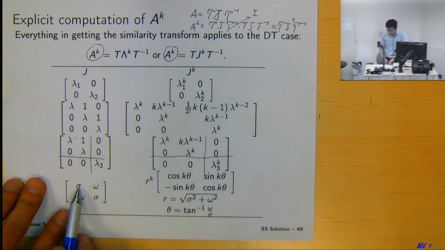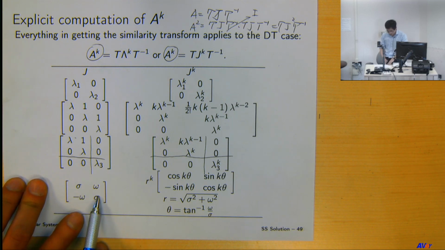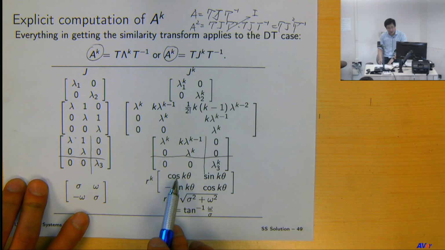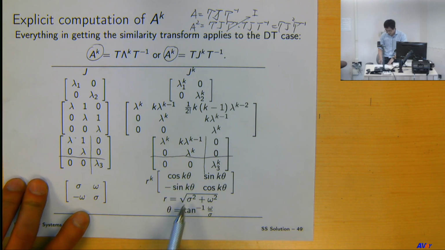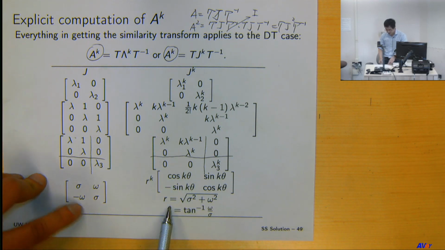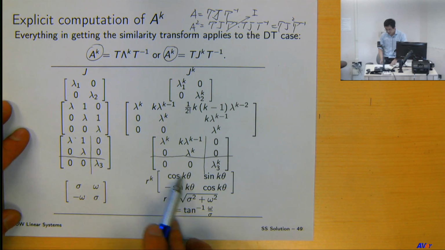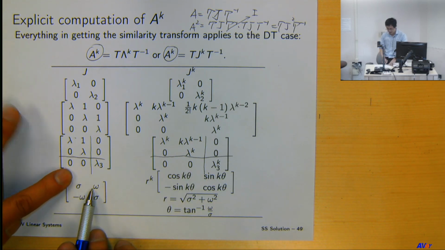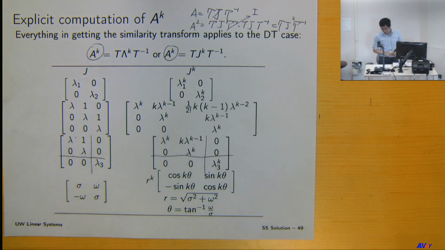And if it's a modified form in the discrete time case, you can get R^k, which also involves sine and cosine functions, and these are the definitions. Again, there is a way to compute this out of this J matrix, and I will talk about the concept.